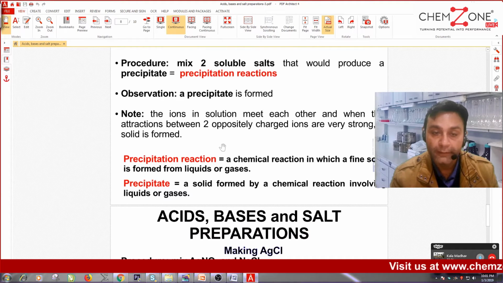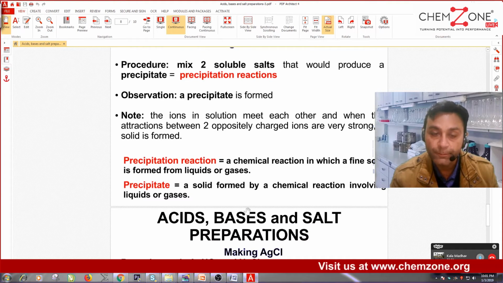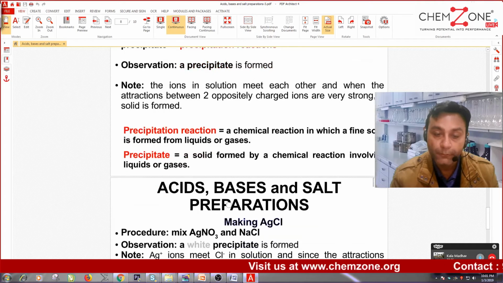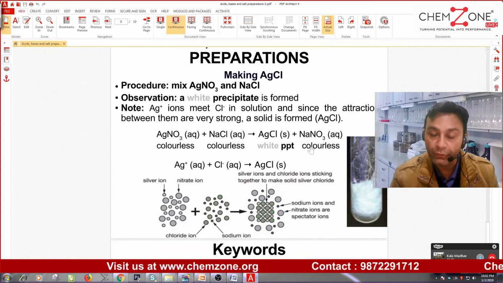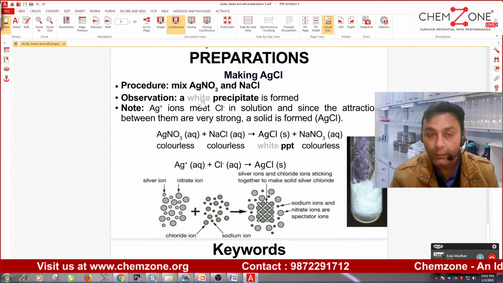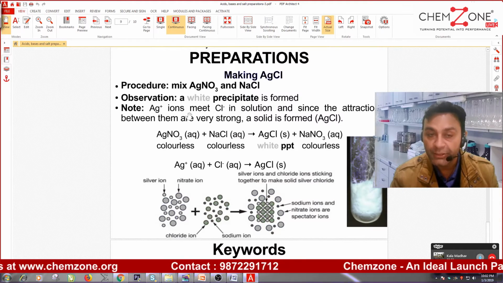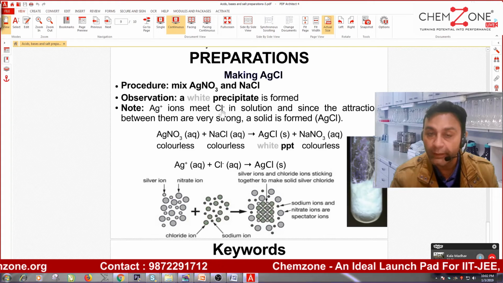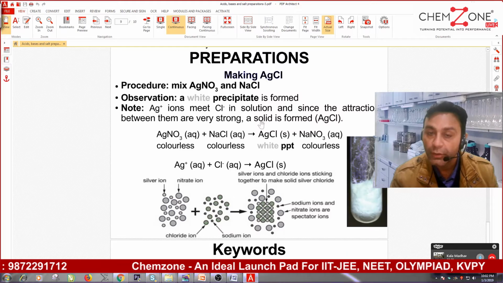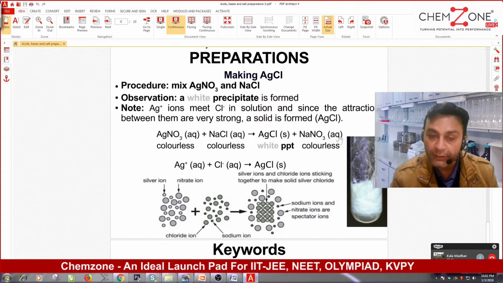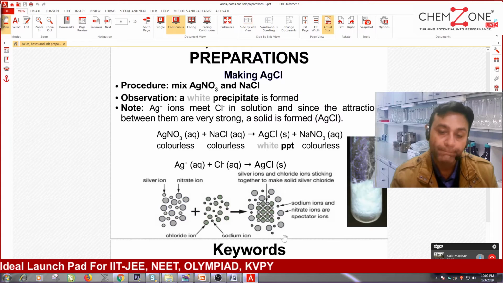Okay. I think now it's all clear, right? Yeah. Like making AgCl, the same thing that I was explaining to you. A white PPT is formed. Ag ions meet chloride in the solution, and since the attraction between them is very strong, solid AgCl is formed, right? That's it.